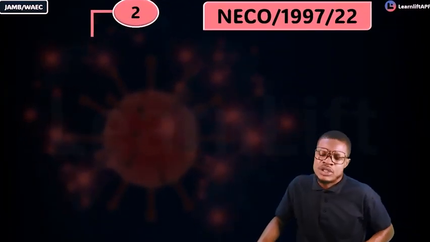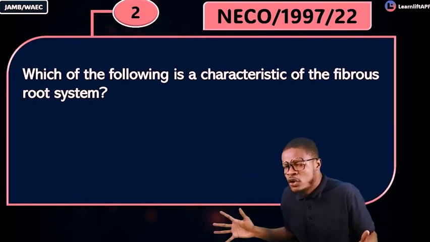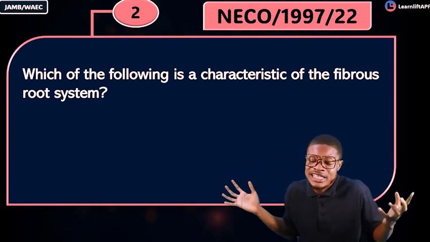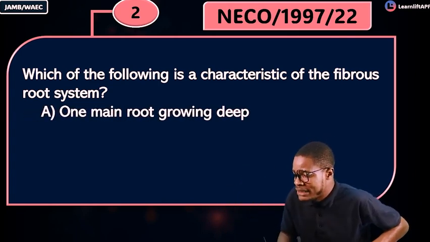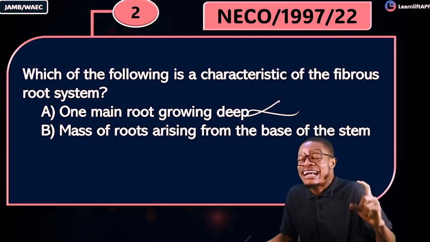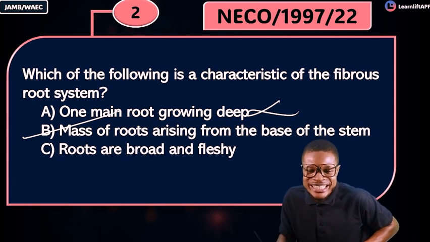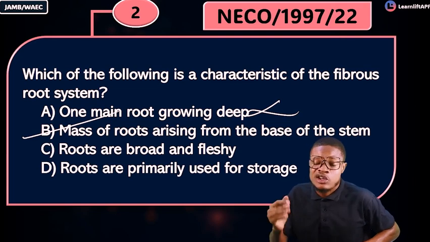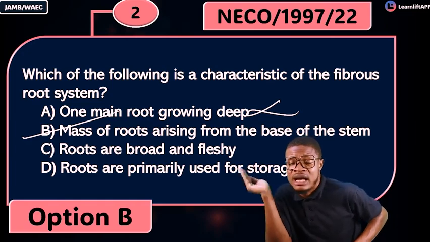Look at NECO 1997 question 22. They brought this powerful question that says, which of the following is a characteristic of the fibrous root system? Option A says one main root growing deep. Never, that's tap roots. Option B says mass of roots rising from the base of the stem. Option C says roots are broad and fleshy. Option D says roots are primarily used for storage. What is the answer? Mass of roots rising from the base of the stem. B is the answer, and you're out of there.